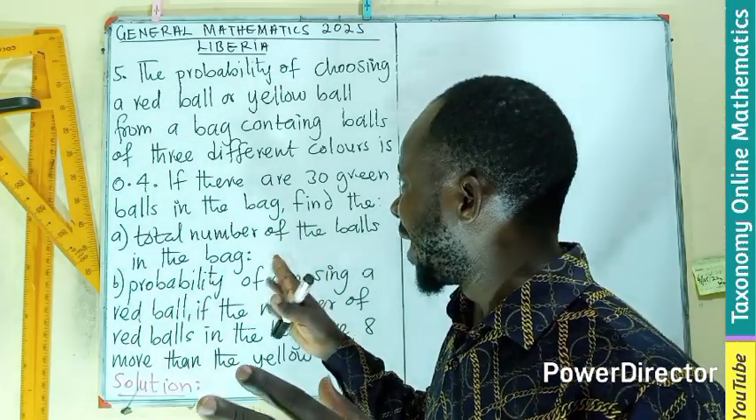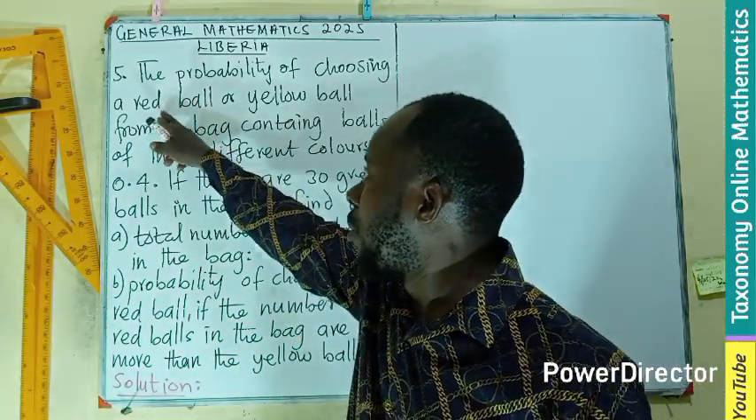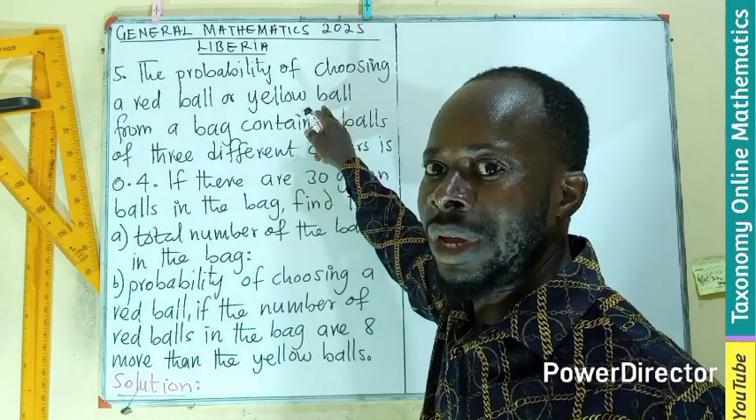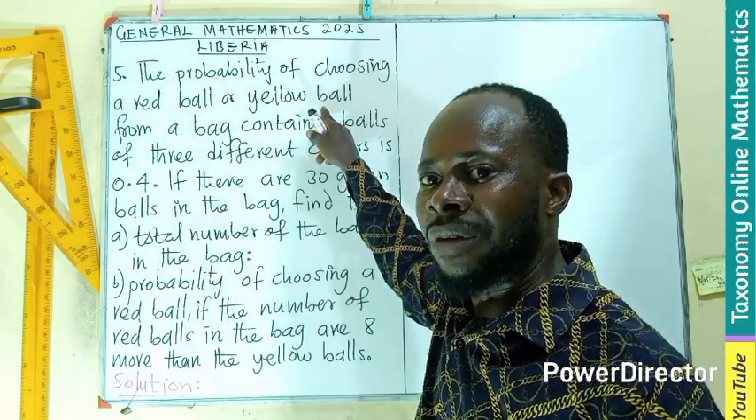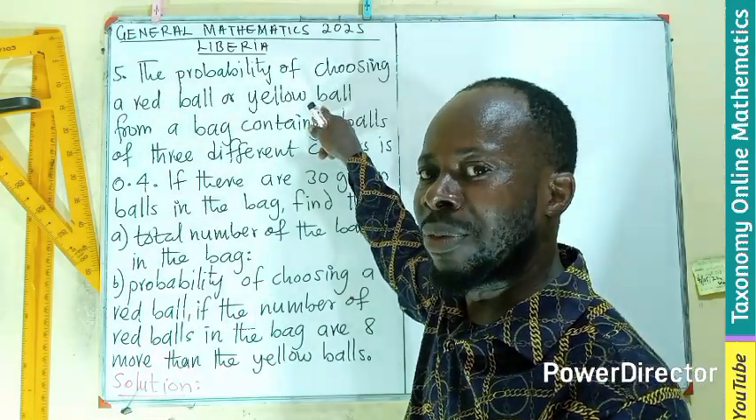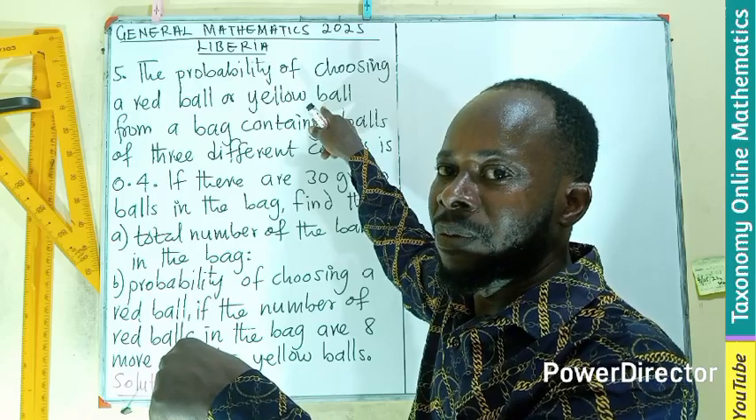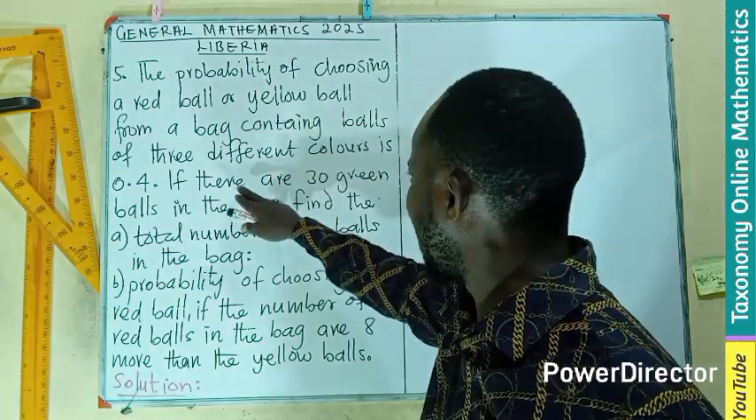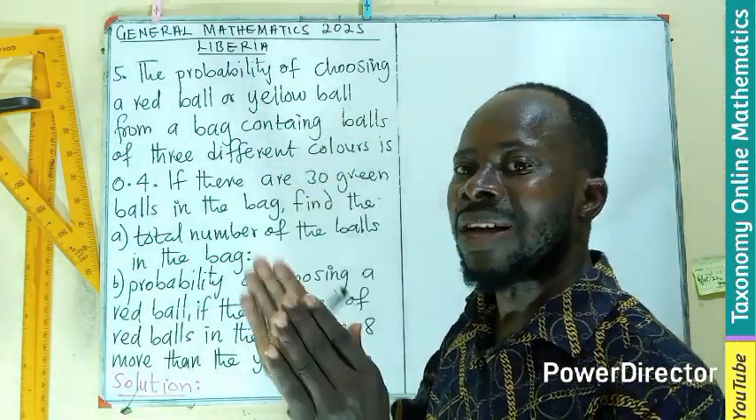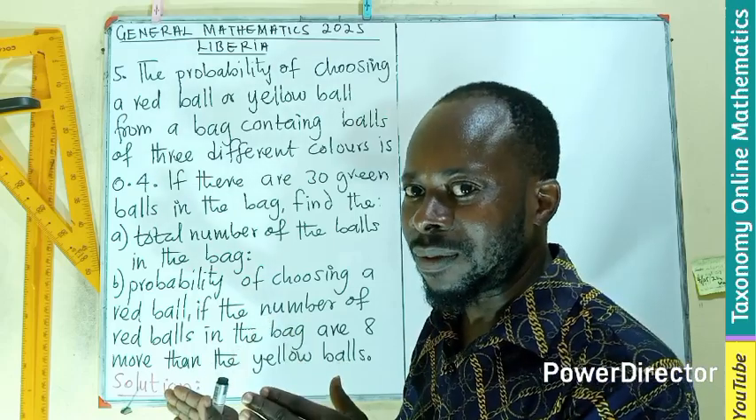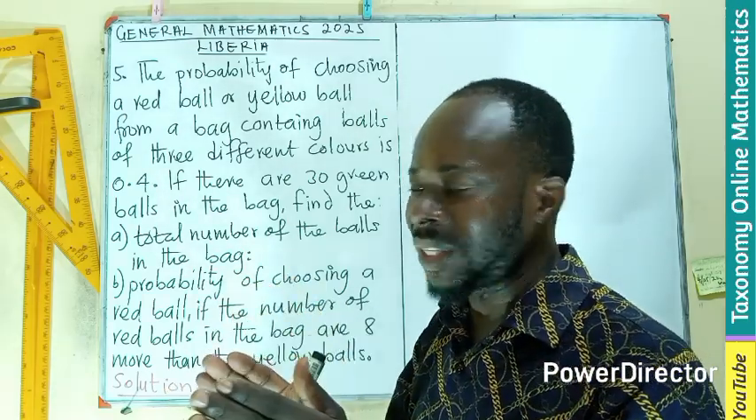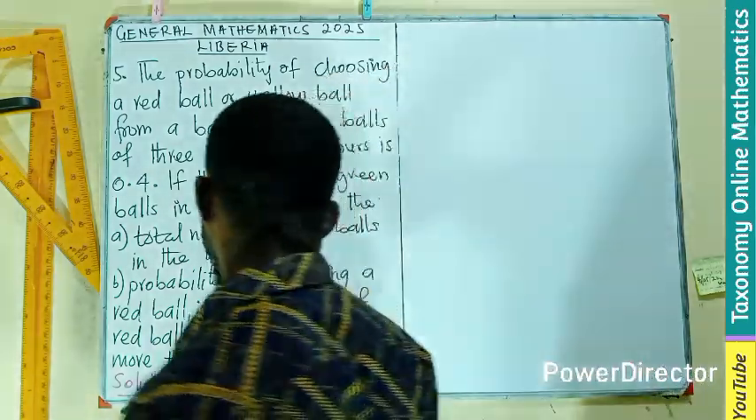If we are looking at the probability of the red balls or yellow balls, we are only looking for the probability of the red plus the probability of the yellow plus that of the green. All will give us 1 or 100%. So if we can pick it from that direction, we can easily find the number of balls.